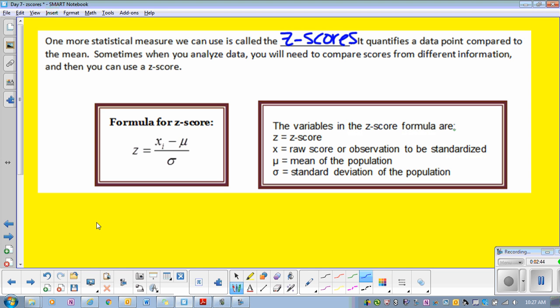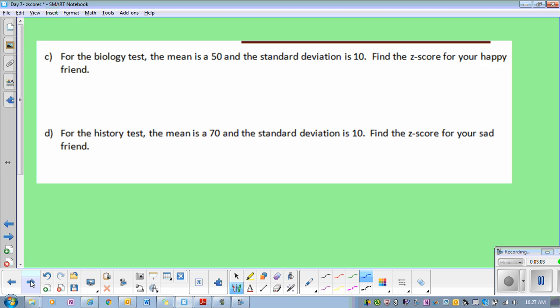So here's the formula for the z-score. z equals x, which is your score, the data point, minus mu, the mean, divided by sigma, the standard deviation. This is on your formula sheet. You do not have to memorize this. So, for the biology test, the mean is a 50 and the standard deviation is 10. Let's find the z-score for happy face. Remember, z equals x minus mu over sigma.